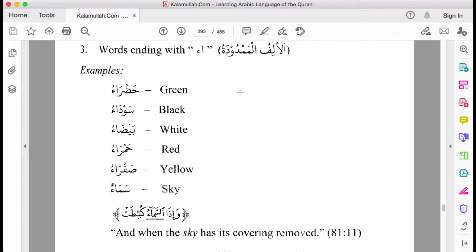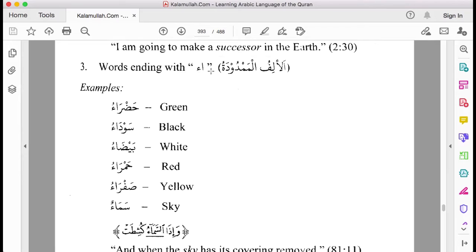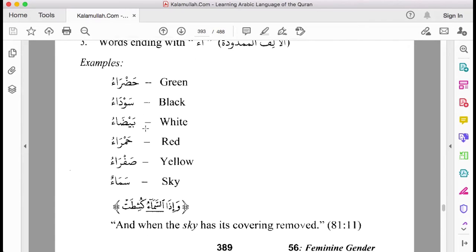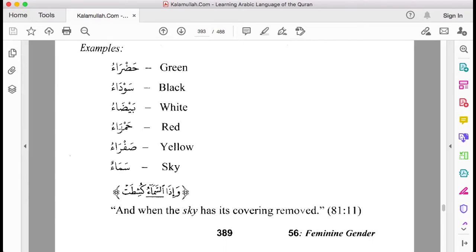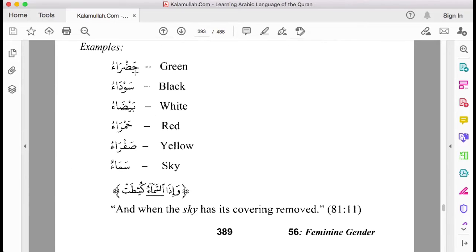And then again, this is words ending in, we talked about that, what is this? Alif mamduda, alif and then hamza. Alif mamduda is also a marker of feminine. A lot of the colors have that ending. Right here, this is a typo; this should be khadra'u with a ha. It's green. Sauda'u, bayda'u.